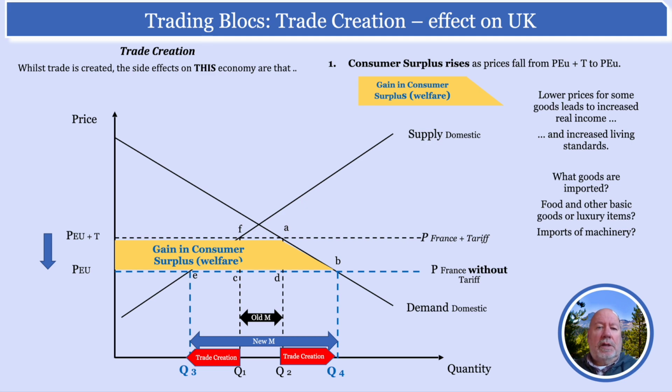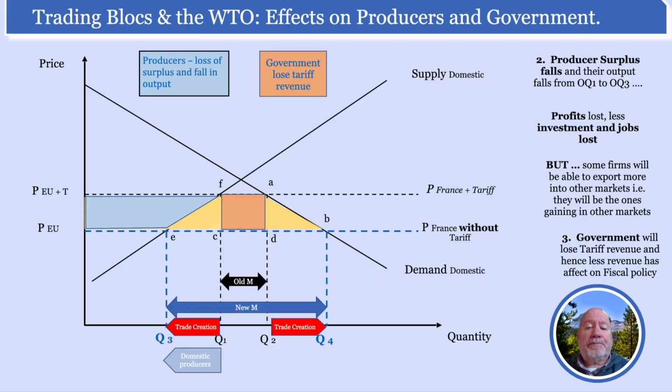So lots to talk about in terms of the consumer. But obviously, as we've always said before, whenever you get this gain here in your consumer surplus, there's also a loss of producer surplus. So these are before we joined the bloc, the UK was producing here. Now the UK firms are producing here. So there's a loss of output for the domestic producer, loss of surplus, loss of investment, loss of jobs, etc.